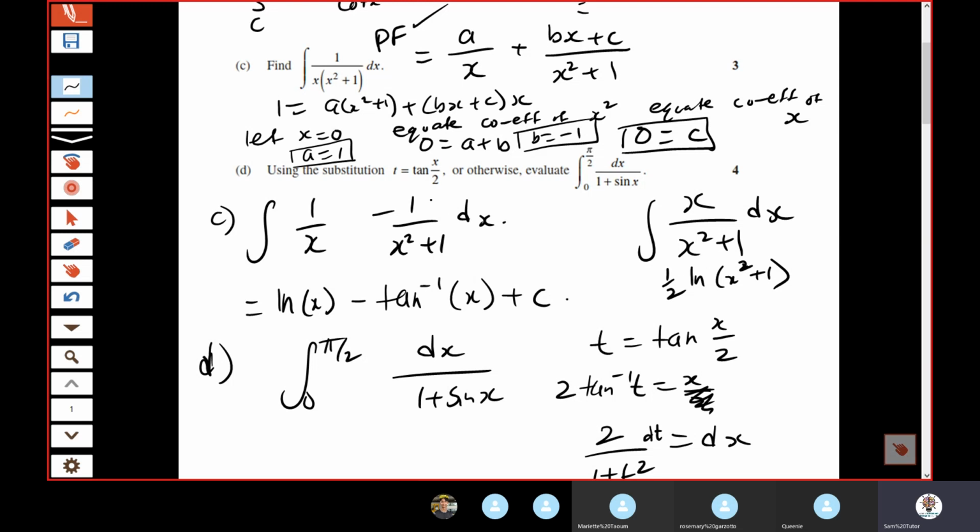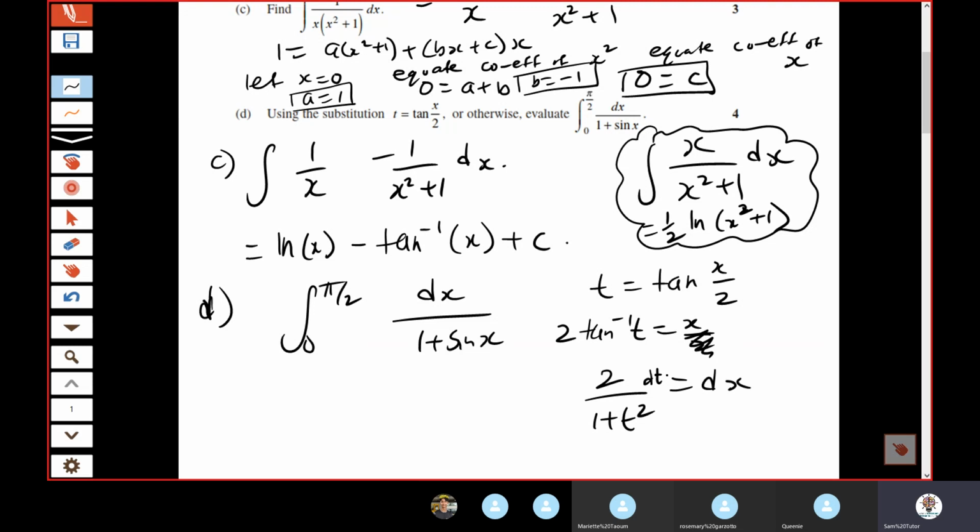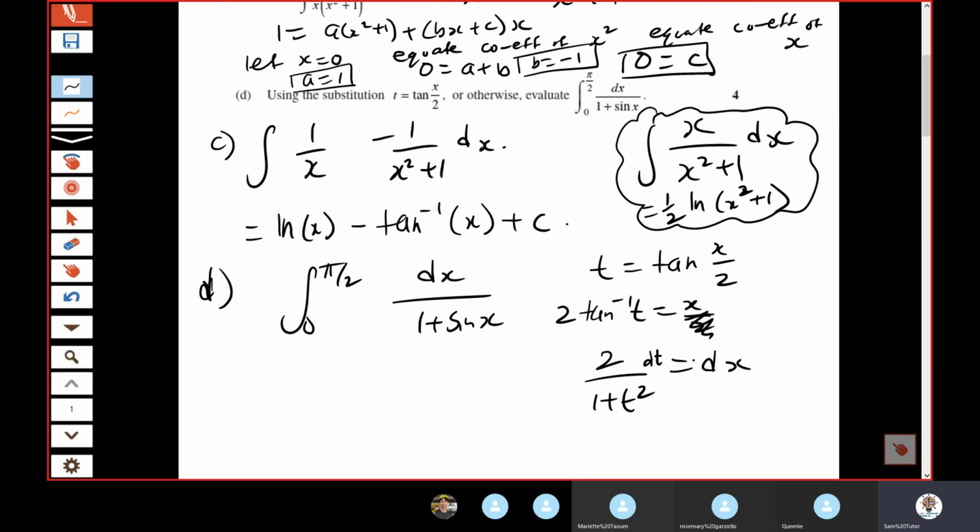Just be careful, that's an inverse tan, because it doesn't flow through our formula for a log. Okay, hopefully that answers her question. Thank you, Maya, for letting me know.